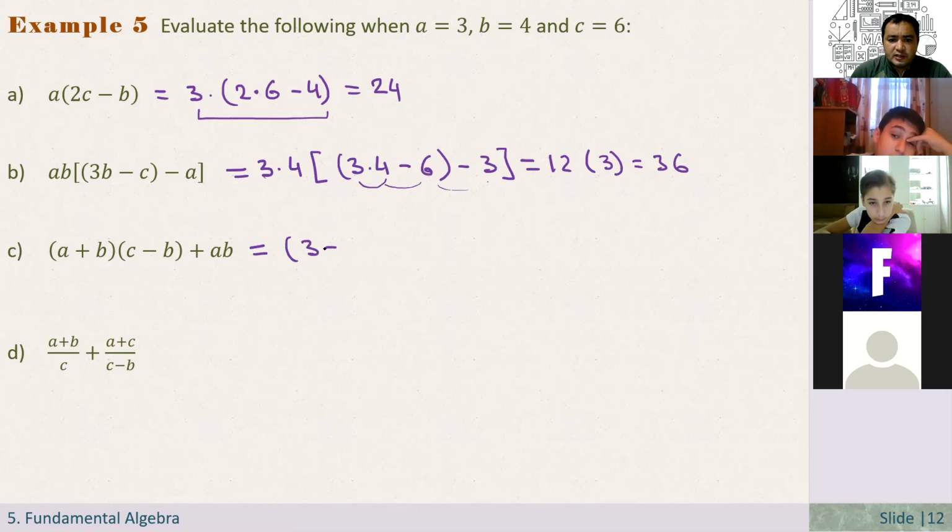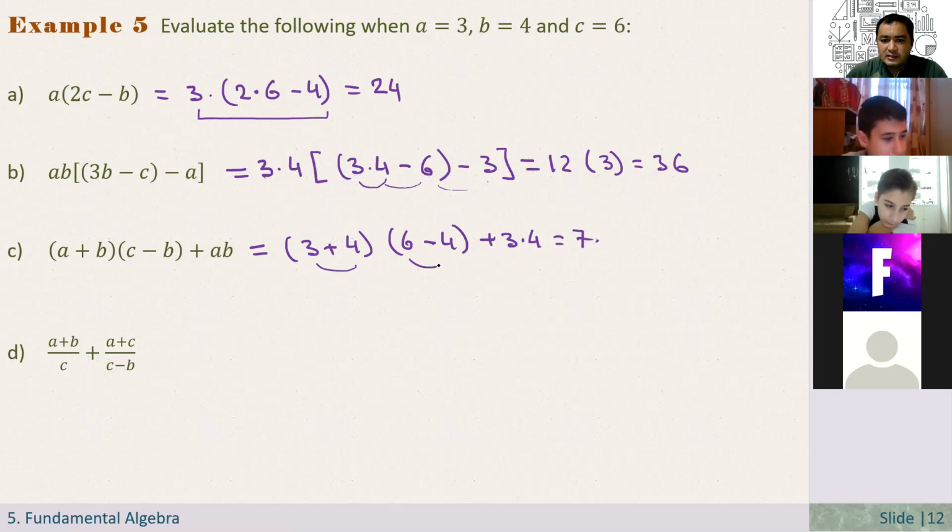How about question C? A is equal to 3, B is equal to 4, and C is equal to 6. Minus B, B equals 4. And outside here we have A times B. What is A? It is 3. What is B? B equals 4. So now we have to simplify this.